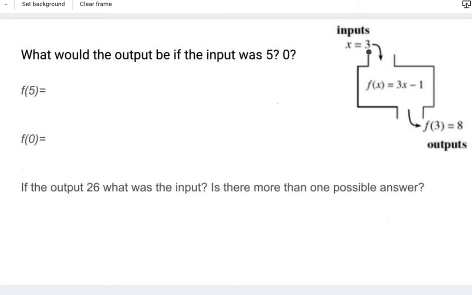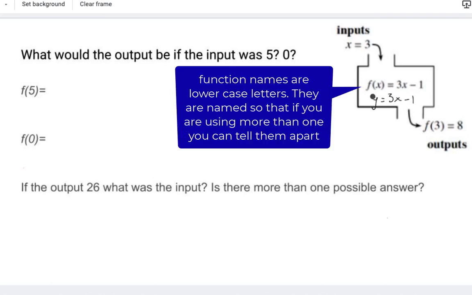So we know that if x is 3, the output is 8. What if x is 5? So we read this as f of x. f of x is just another word for y. You could have this written as y equals 3x minus 1. We're talking about a function, so it's named f. It could be named g, h, b, d.